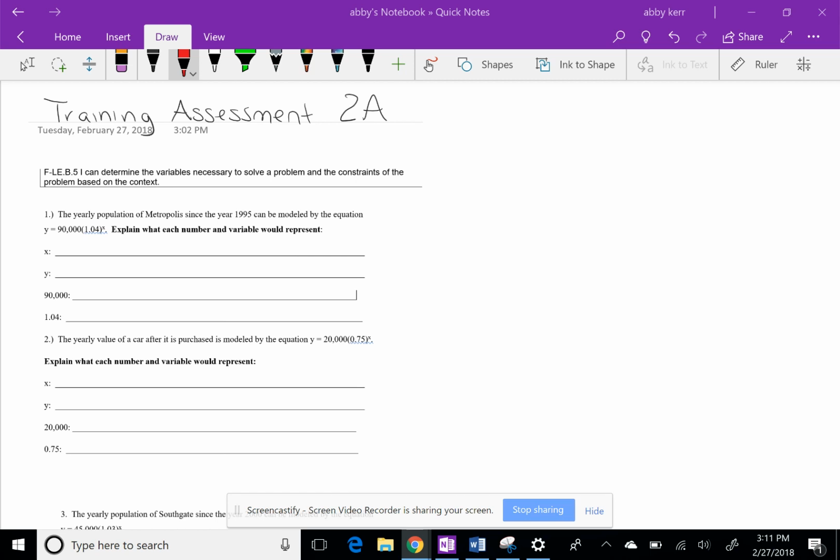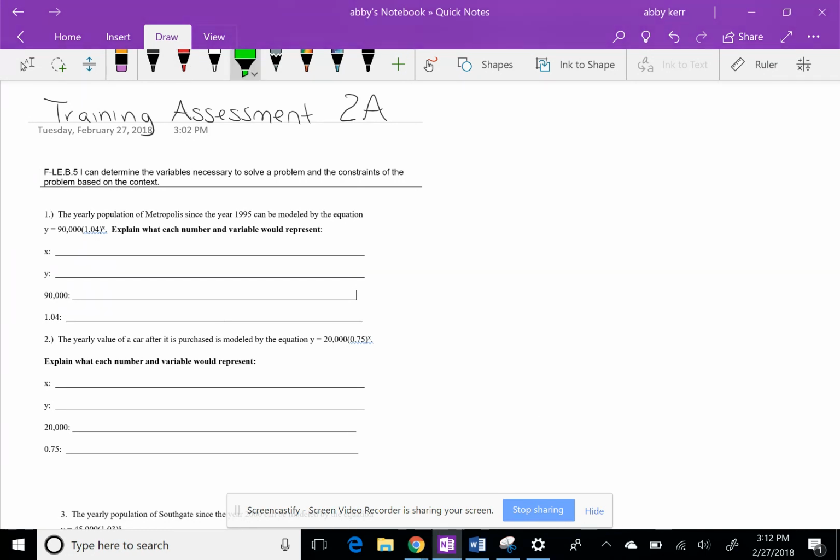For this training assessment, we are going to discuss 3 standards. So the first one is I can determine the variables necessary to solve a problem and the constraints of the problem based on the context. So we really just want to explain what's going on in the context of the problem.